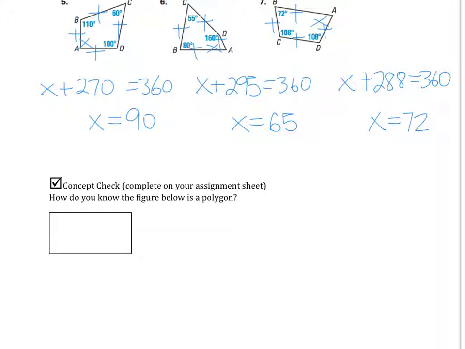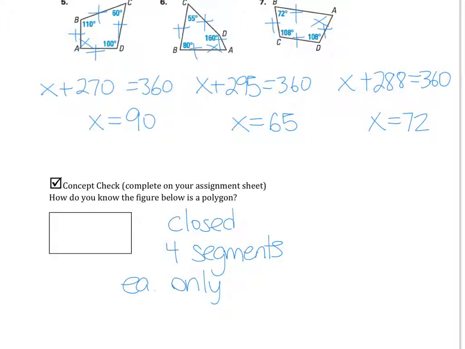So how do you know that this figure is a polygon? First, it's closed. We have 4 segments or straight sides, and each only intersects two other segments.